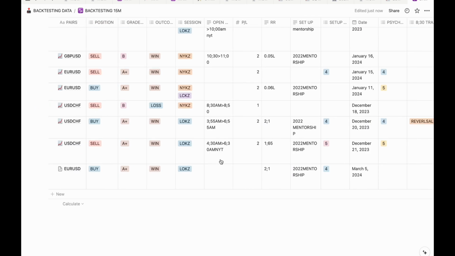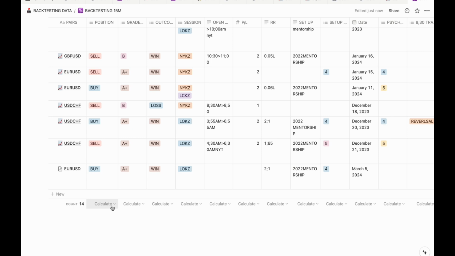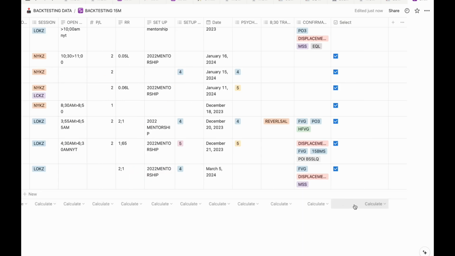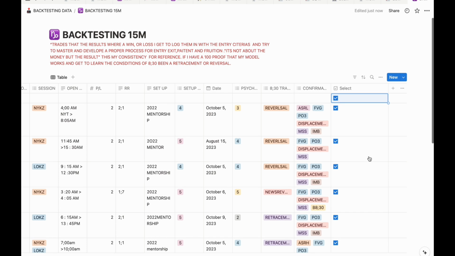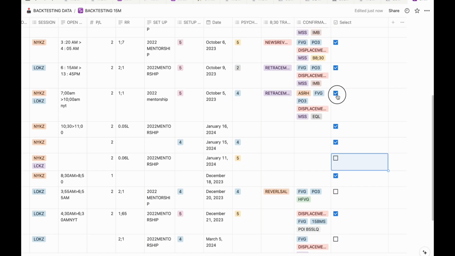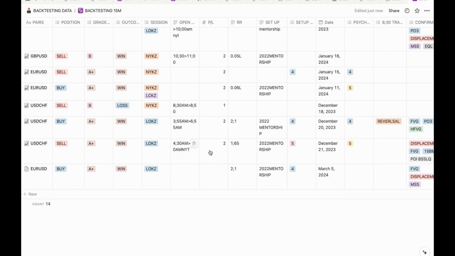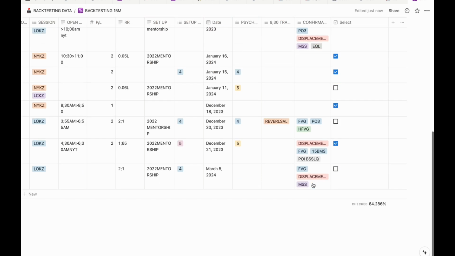If you now go over to calculate how many trades, count all, you see a total of 14 trades. That's what you backtested. Then you calculate by percent, the ones that are checked. Sorry, you leave the ones that are lost, you don't mark the ones that are lost. So let's just do it like this. As you can see, out of 14 trades, that's 7. Out of 14 trades, you got a 64% win rate.